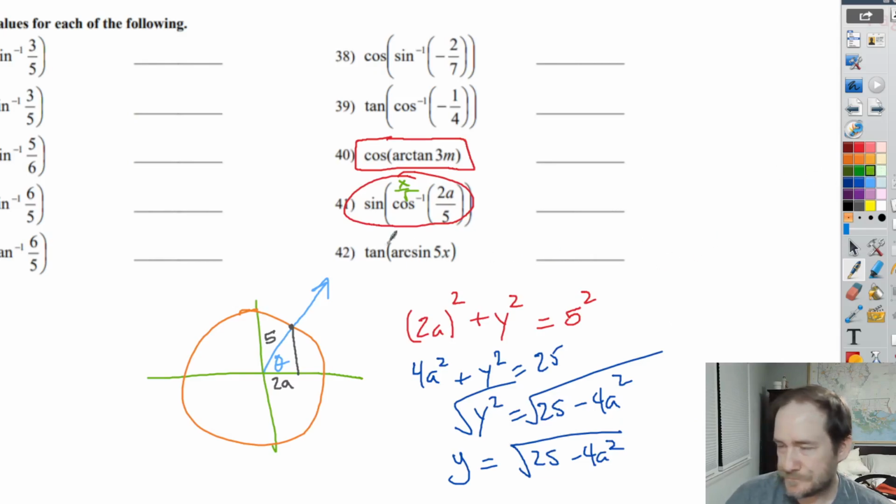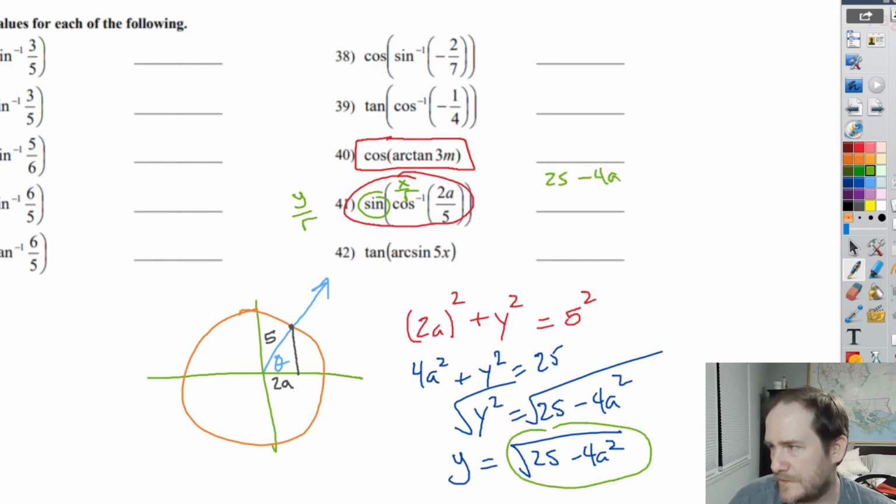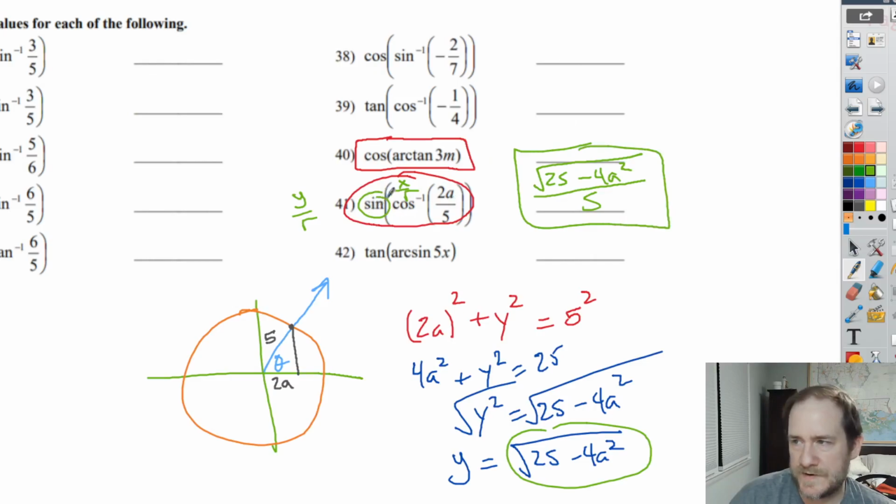So finally, if I want the sine of that, well, sine is just y over r. So what's my y value? It's this big ugly expression we just found. So it'll be the square root of 25 minus 4a squared, all over the radius, which is still 5. But that expression there would be the sine of the inverse cosine of 2a over 5.